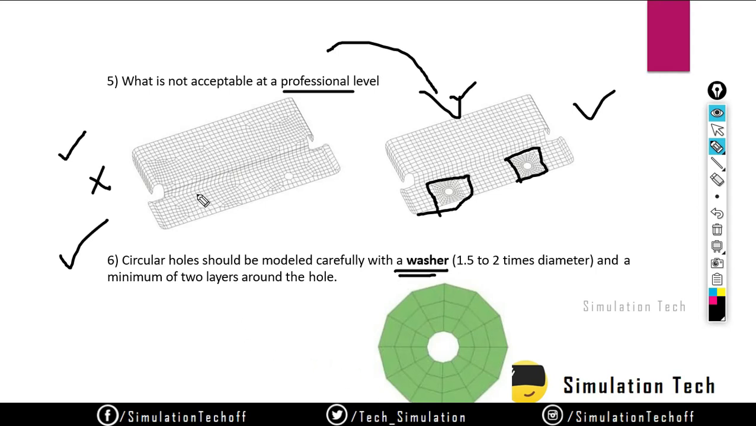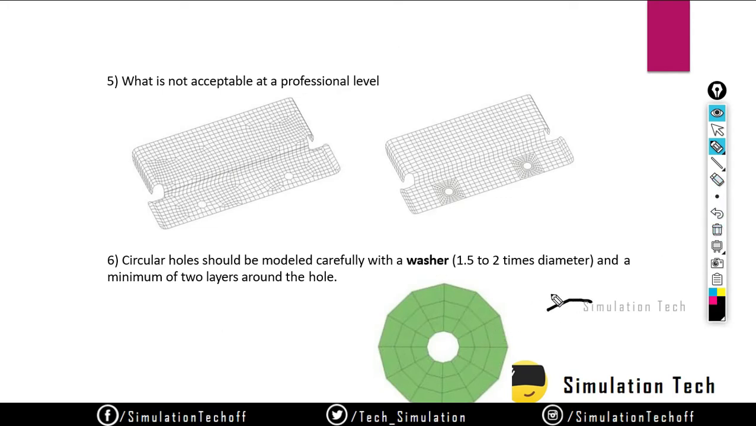Washer means if I have a hole like this, I need to split the hole like this, like a washer structure. So after that I need to mesh this structure separately. So I have a hole like this. So yes, here this is the washer structure.